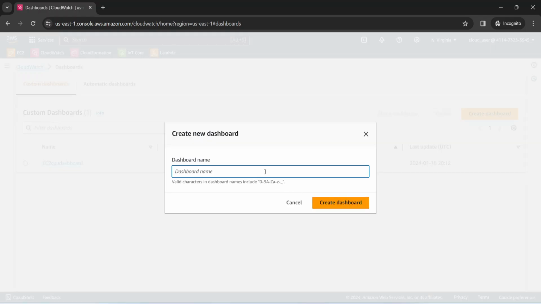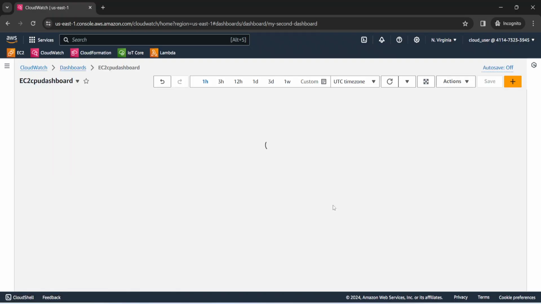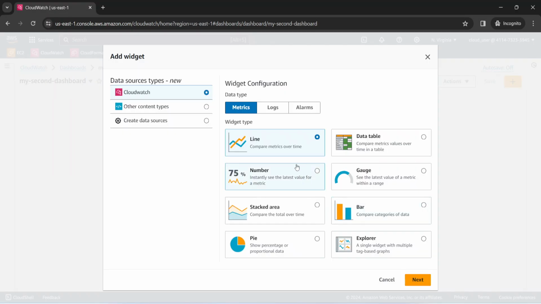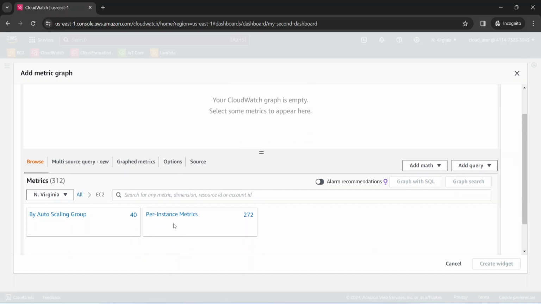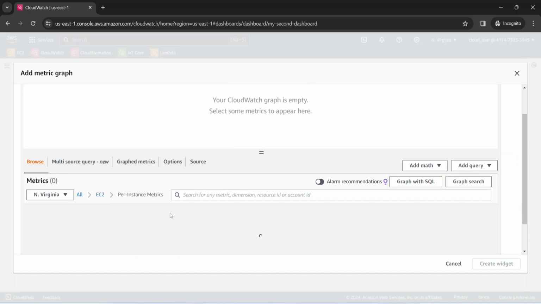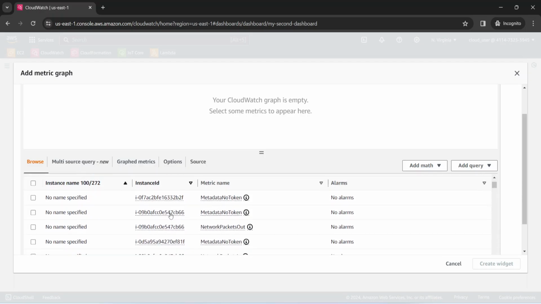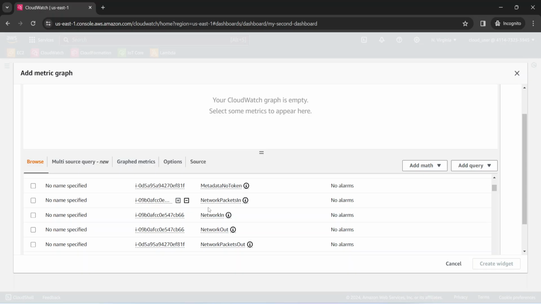For the new dashboard name, I'll say my second dashboard. Go ahead and create a dashboard for that. Now I'll take something called number here. I'll click next. I'll select EC2 again, again per instance metrics, and again I'll select CPU utilization.